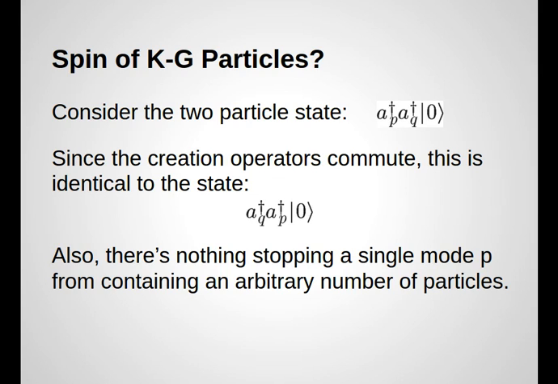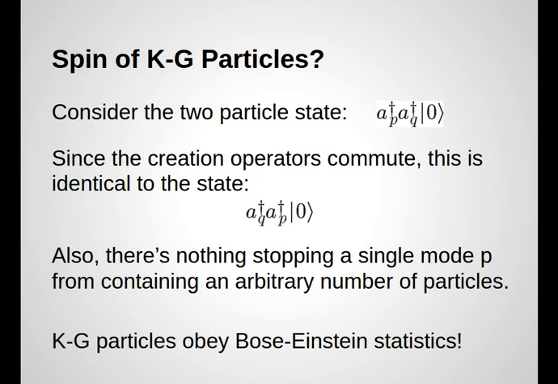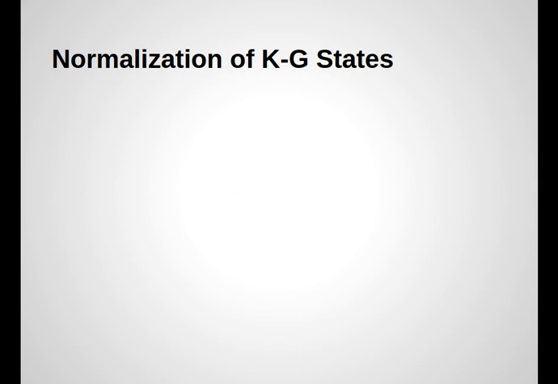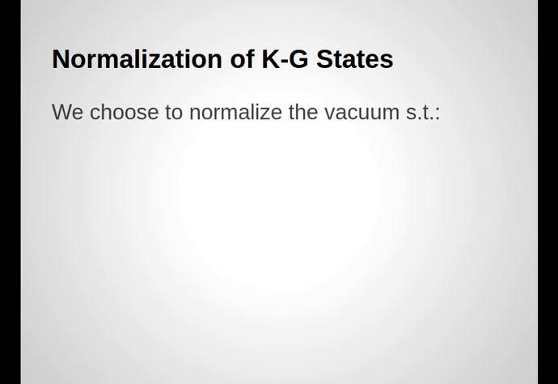So we could fill these states, they're identical fields, and we could keep piling them up in this P momentum state, and there's nothing to stop us from doing that, right? And those two observations tell you that Klein-Gordon equations are bosons, right? They obey Bose-Einstein statistics, okay? And we know that they're scalars, they're spinless particles.